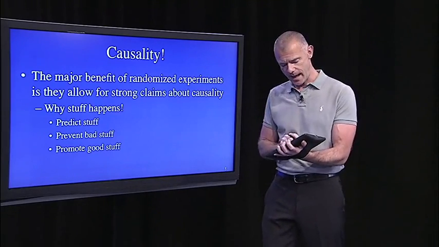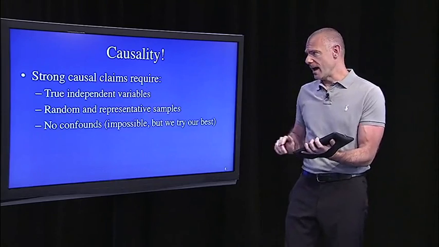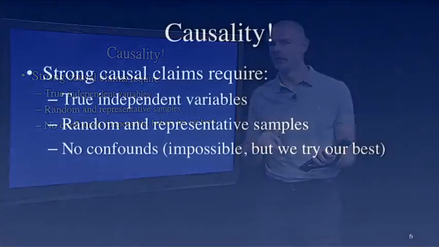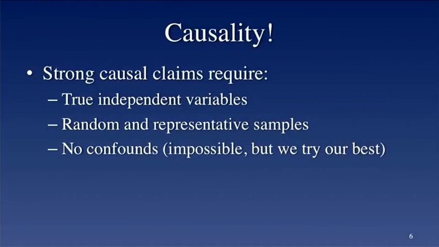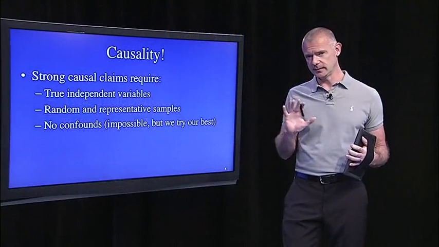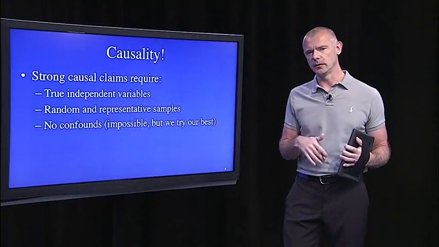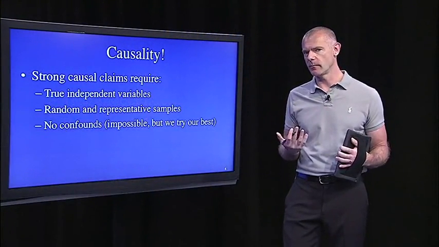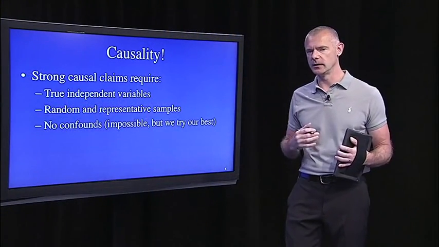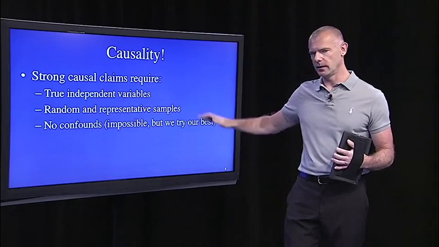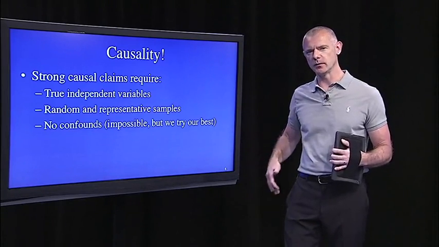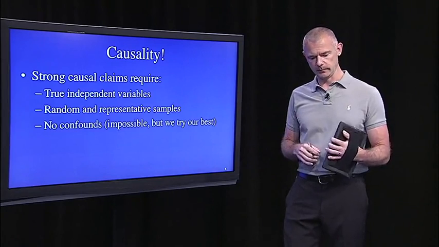Now, in order to do that, we have to have true independent variables, and I'll explain what I mean by that in a moment. We have to have random and representative samples in our experiments. And we have to have no confounds in the experiments. That's an impossible ideal, but good scientists, good experimentalists, do their best to get no confounds. And again, as we go through the examples, I'll talk about what I mean.